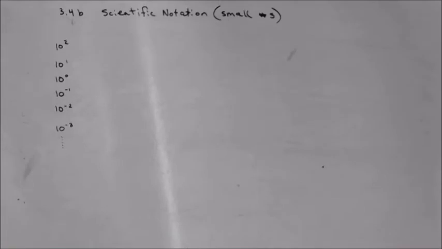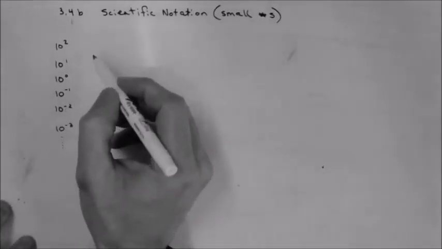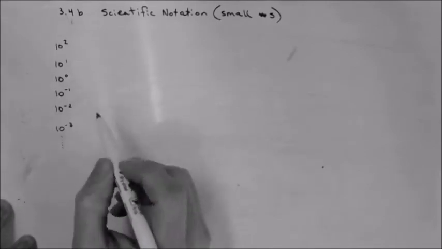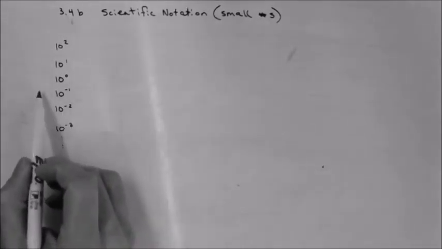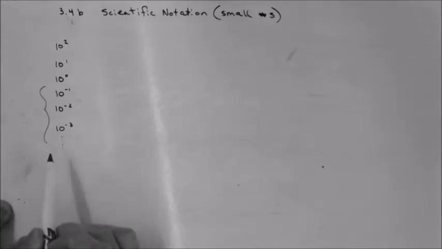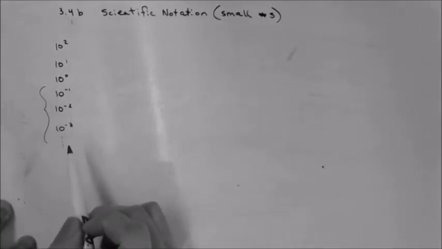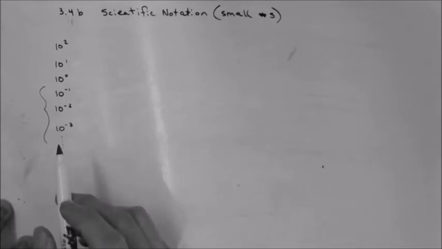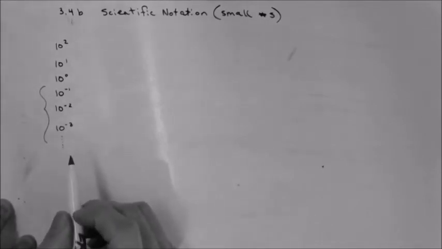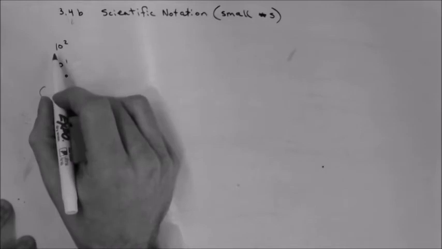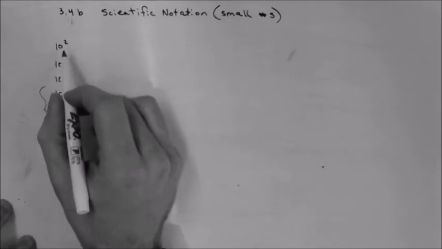Okay, we've done scientific notation using big numbers, and essentially what it comes down to is being able to know your powers of 10. So we're going to just work through this chart and follow the pattern down. Then we're going to express the powers of 10 with a negative exponent as a fraction and as a decimal to hopefully see the pattern that we have.